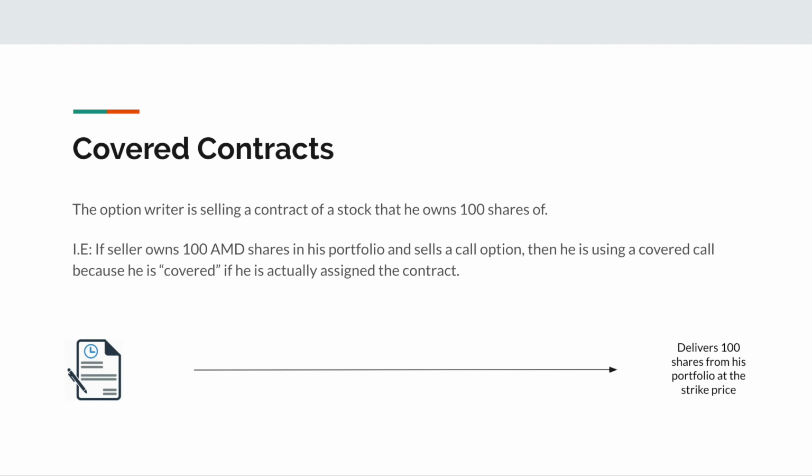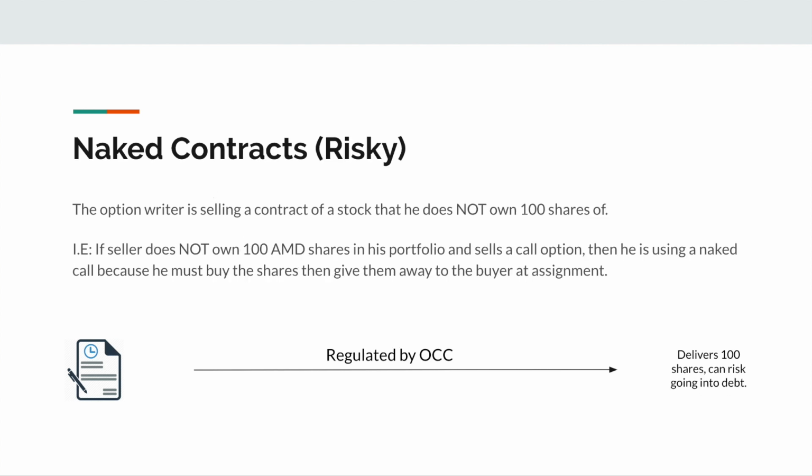However, if you have naked contracts, that's a lot more risky. If you're selling a contract and you don't own 100 shares of that stock already, then you're putting yourself at risk because you could get assigned that contract. In case you do get assigned that contract, now you must fulfill 100 shares and you'll probably put yourself in a little bit of debt because you did not have those 100 shares already in your account. So selling contracts can be very risky if you're selling naked contracts.